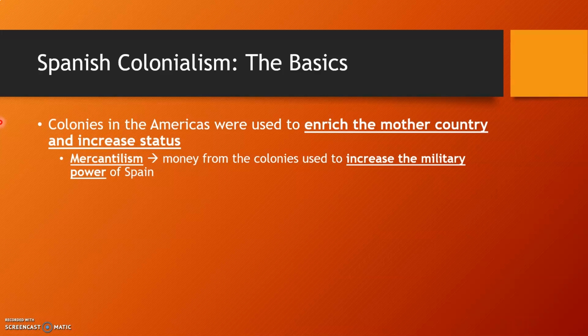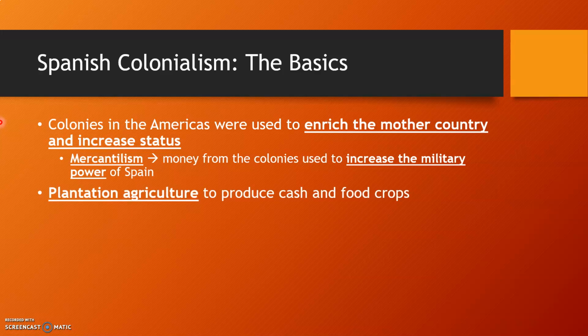Mercantilism drove the economic and political decisions of these European powers. Essentially, money from the colonies was used to increase the military might of the mother countries. So Spain, initially in the 1500s and early 1600s, was the superpower of the world because it was massively wealthy. It was massively wealthy because of the plantation agriculture carried out in many of its colonies, especially in the Caribbean, like Cuba and what would eventually be known as Puerto Rico and Santo Domingo, Dominican Republic. Those were all places of great wealth for Spain.